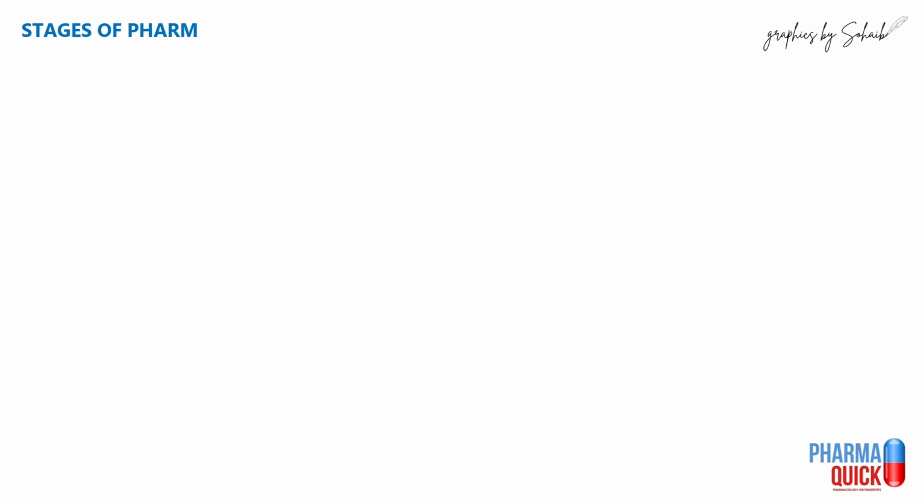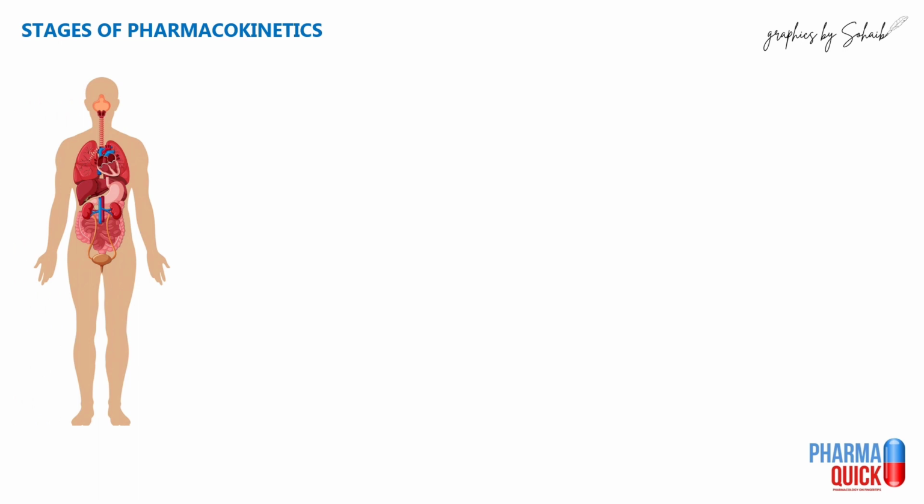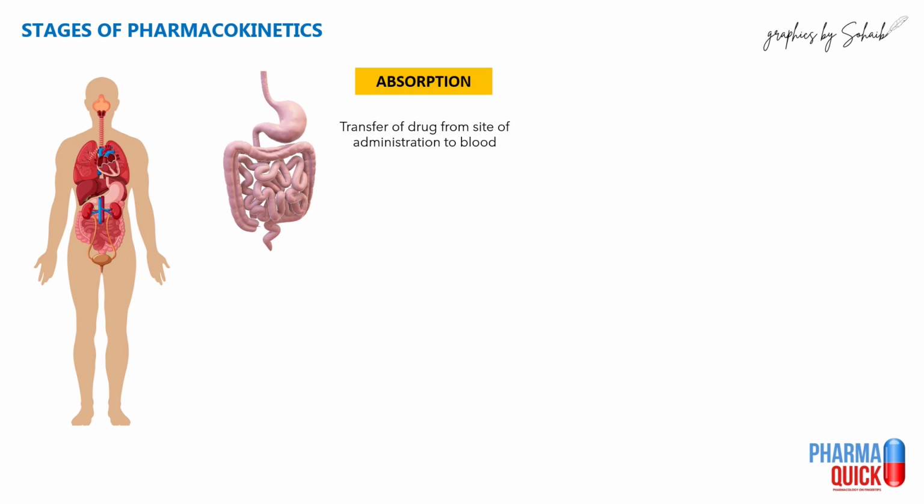Dear students, we will be discussing the stages of pharmacokinetics. The stages of pharmacokinetics are divided into 4 different stages. The first being the absorption, in which the drug reaches the blood directly or indirectly via stomach or intestine. So absorption is defined as the transfer of drug from the site of administration to the blood. There are certain factors that either increase or decrease the drug absorption, and those factors include blood flow, surface area, P-glycoprotein, contact time, or pH.